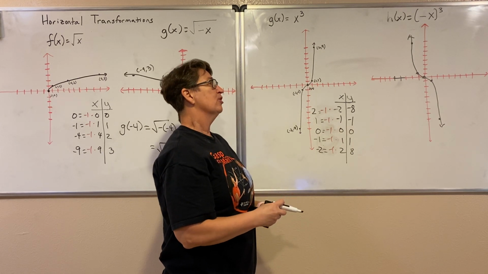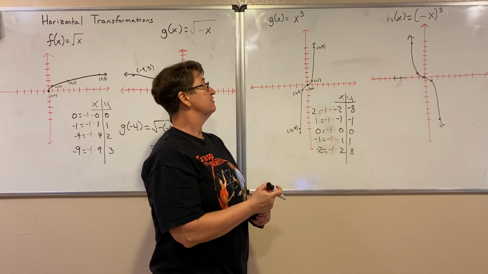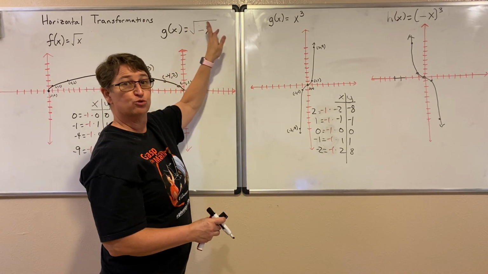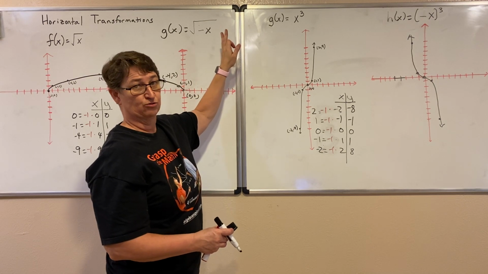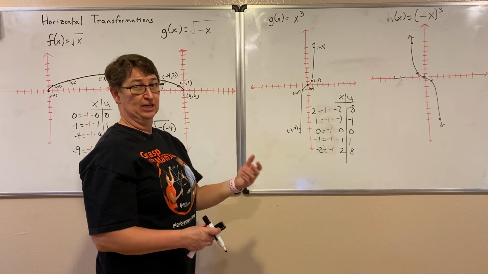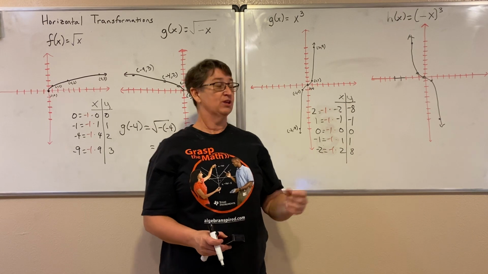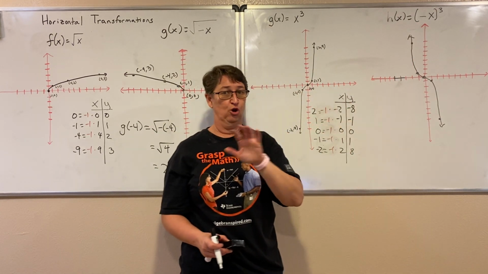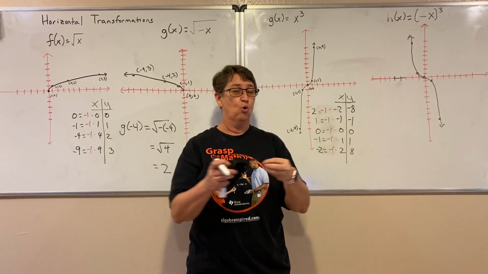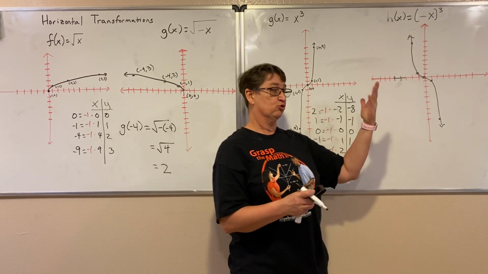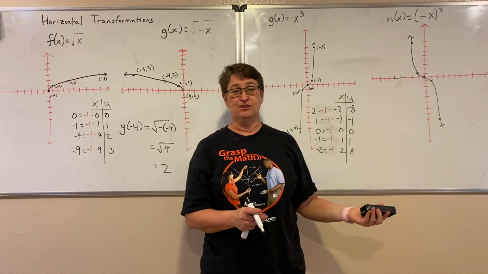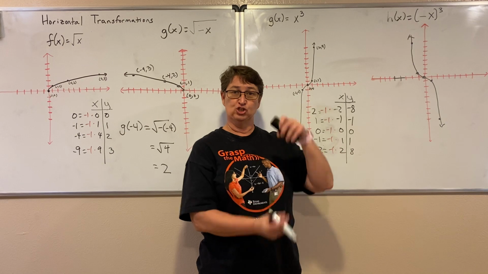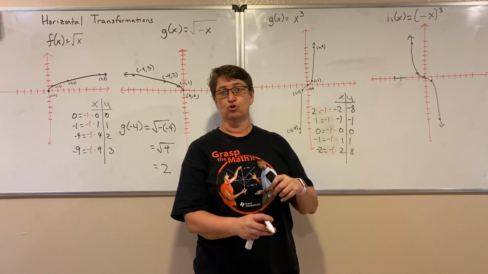So when our function has something happening inside the function, it's going to affect your x values. When it's outside the function, it affects your y values. Inside the function, we have a horizontal shift or a horizontal dilation or a horizontal reflection. Outside the function, we have a vertical shift or a vertical dilation or a vertical reflection.